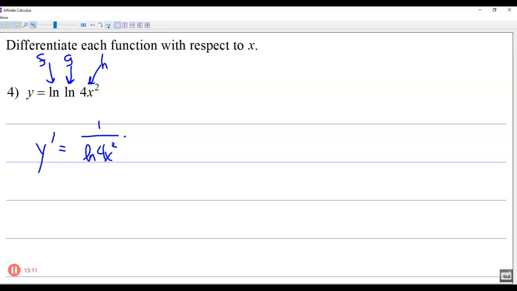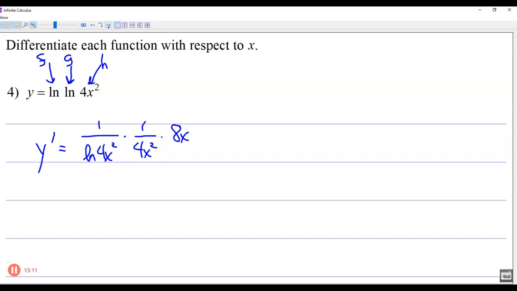So what's the derivative of the g? 1 over the stuff that's being ln'd. I leave the stuff that's being ln'd alone, times the derivative of h, times 8x. Like that's your answer? You've got to clean it up. But questions on that?